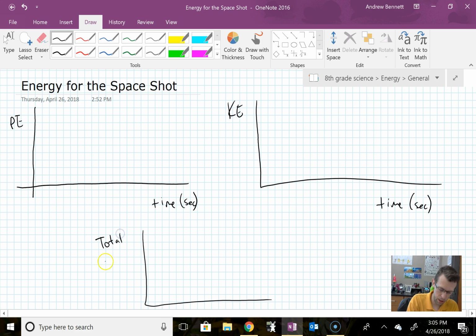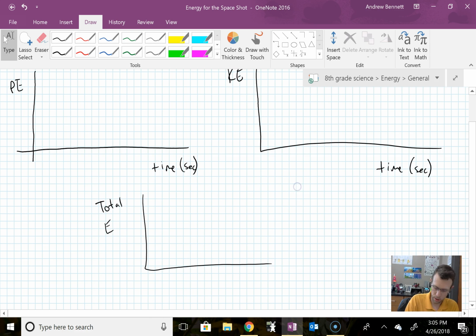Total of potential and kinetic energy, and we're just going to ignore any energy lost due to friction and air resistance. It's going to be pretty small compared to the huge amounts of the other types of energy we're dealing with. So not a perfect approximation, but still a pretty good one, and it makes it easier to do the graphs. So it makes it better practice for us.